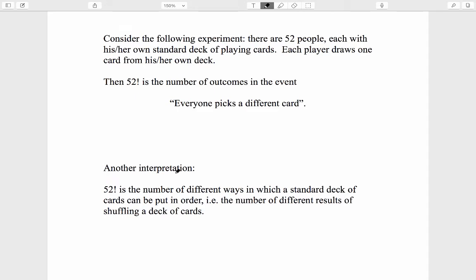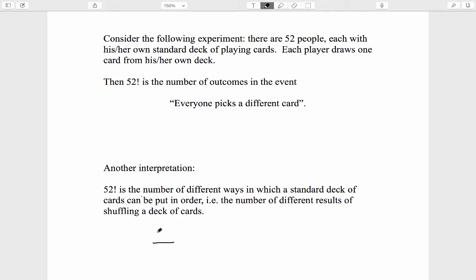Here's another interpretation. 52 factorial is the number of different ways in which a standard deck of cards can be put in order. That is, the number of different results of shuffling a deck of cards. When you shuffle a deck of cards, you produce a certain ordering of the deck. Forming an outcome is really a 52-stage process.